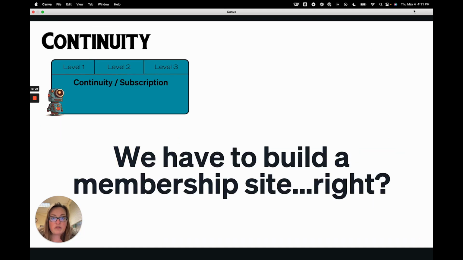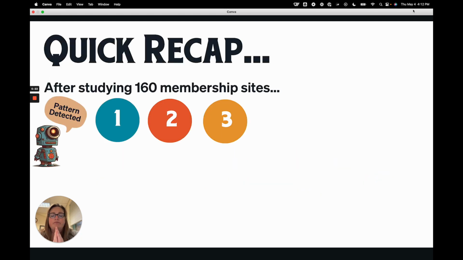And so when people start thinking about continuity, they start saying, well, I have to have a membership site, right? Okay. The short answer is you don't necessarily have to have a membership site, but eventually you are going to need a membership site for your continuity. So let's go ahead and break that down.